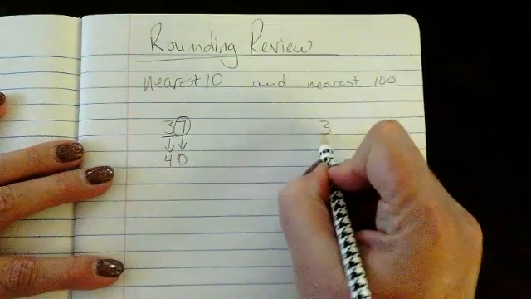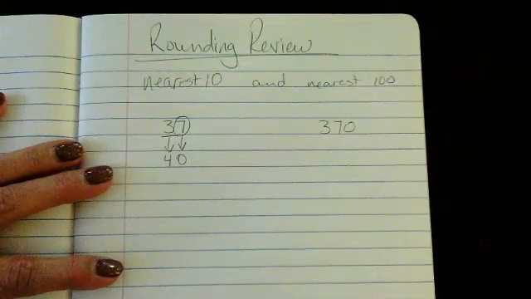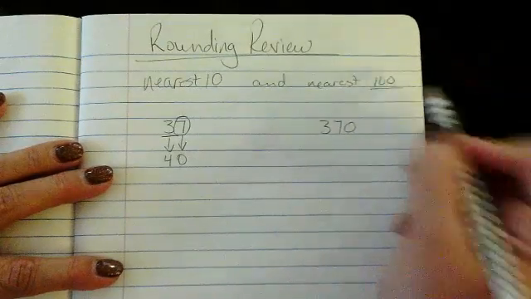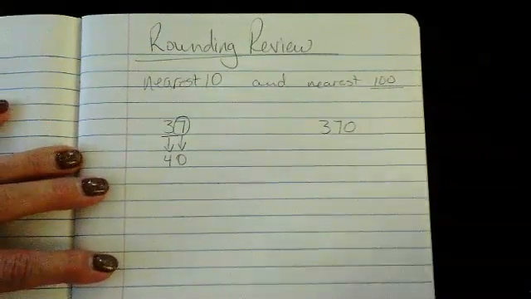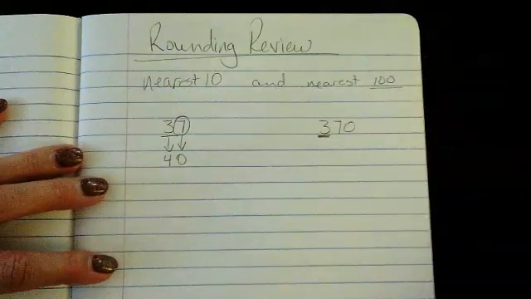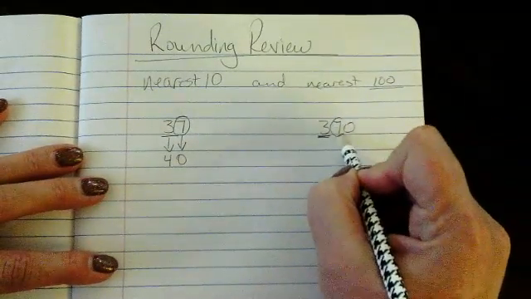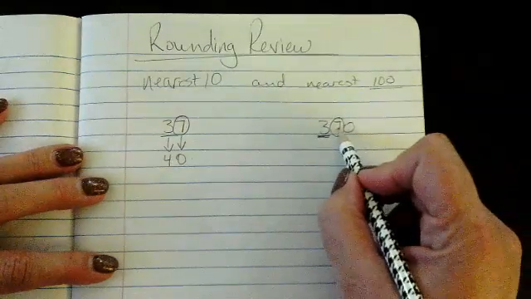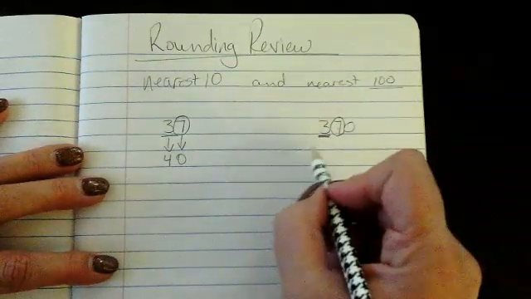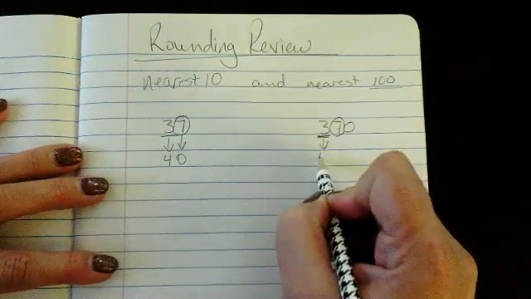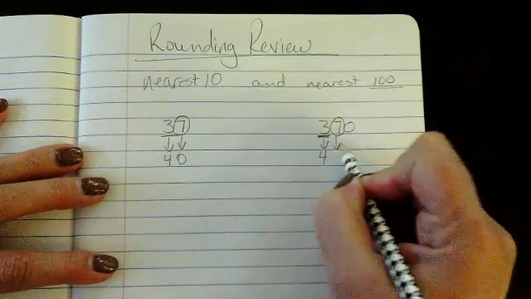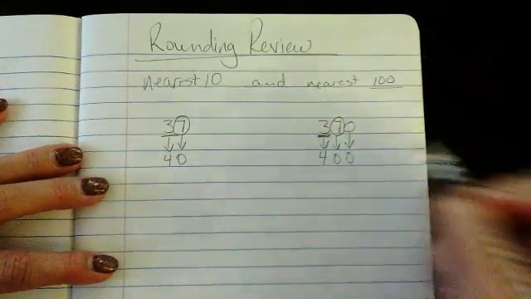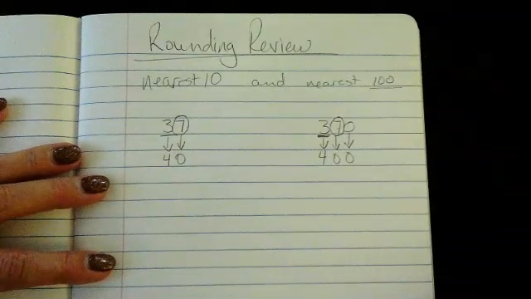What if I had the number 370? Same thing. If I'm rounding to the nearest 100, what number is in the hundreds place? That would be 3. The number next door, which is the one immediately to the right, tells us if that 3 is getting bigger or staying the same. 7 is still bigger than 5, so my 3 is going to get bigger, and everything else turns into zeros. So 370 rounded to the nearest 100 equals 400.